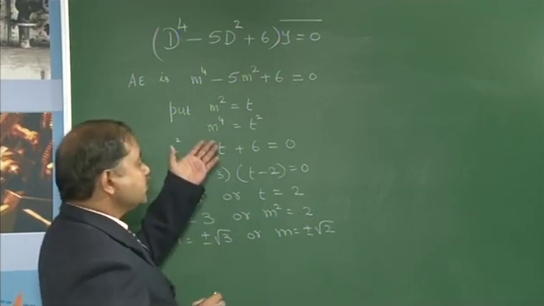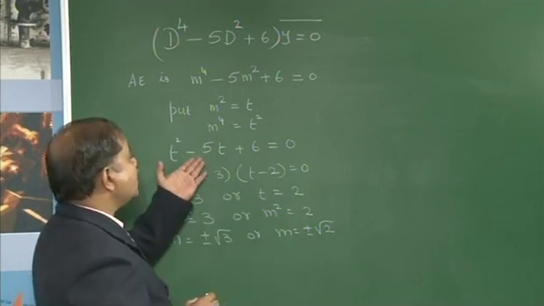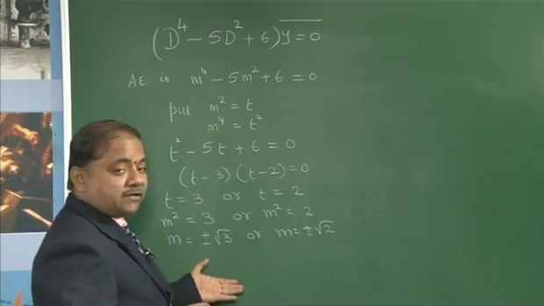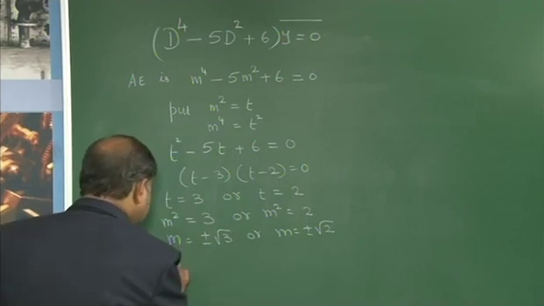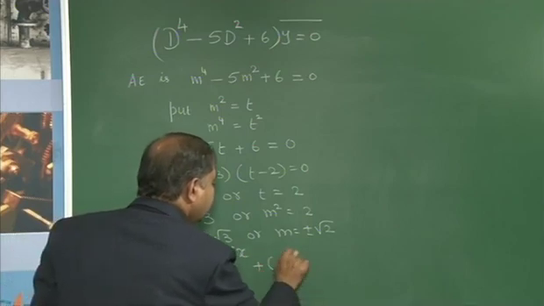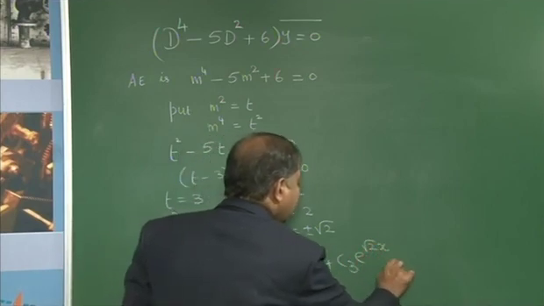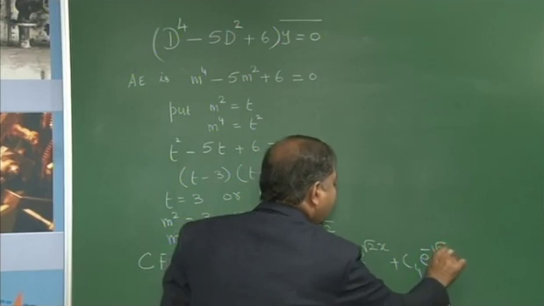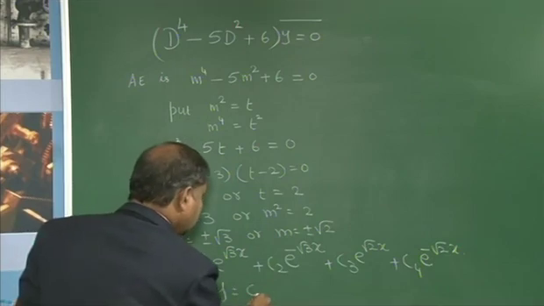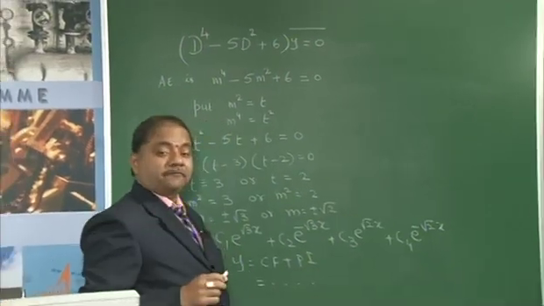Am I right? You have not used any synthetic division, even though it is a fourth order equation. Converted into second order by putting m squared as t, m power 4 as t squared. I got t values, I converted to m. So 4 roots. What is my CF? C1 e power root 3x, C2 e power minus root 3x, C3 e power root 2x, C4 e power minus root 2x. That itself is your solution. So y is equal to CF plus PI. Whatever your CF is, that is the solution.